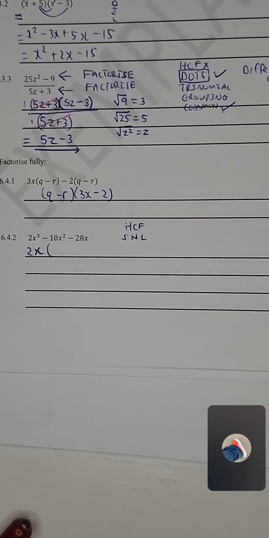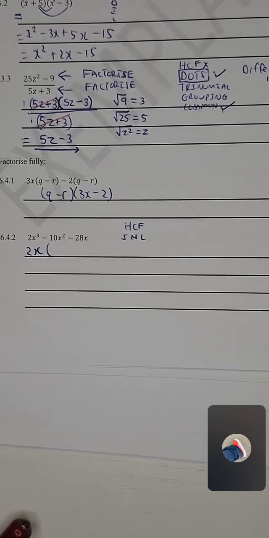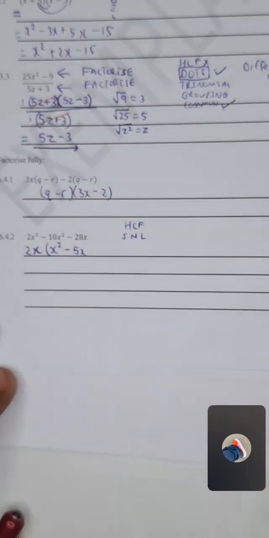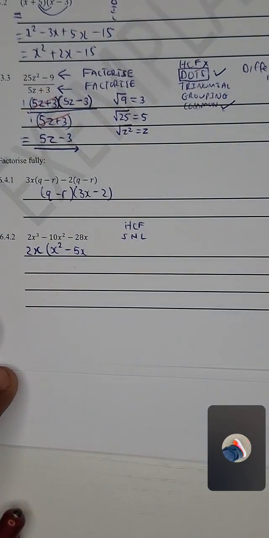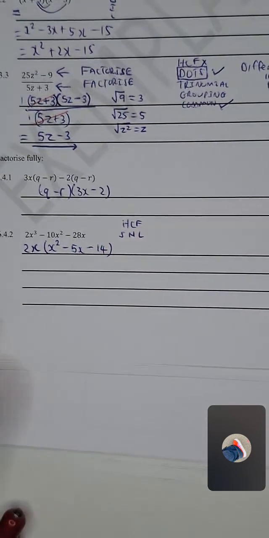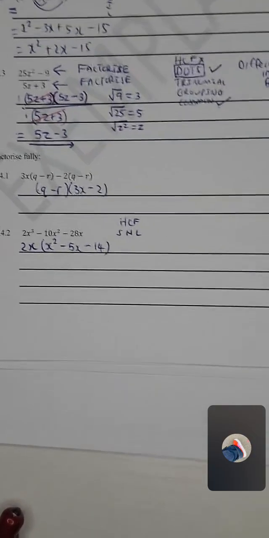Then we'll divide 2x by 2t cubed, which will give us x squared. Okay, we are left with x squared. Yes, that's true. Then we divide negative 10 by 2x, which will give us negative 5x. Very good, negative 5x. Then we'll divide negative 28x by 2, which will give us negative 14, because x and x cancel each other. Awesome. This girl's on fire.